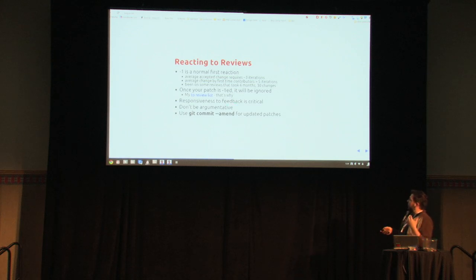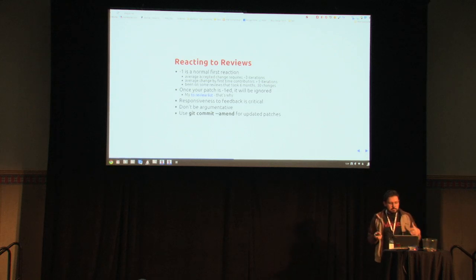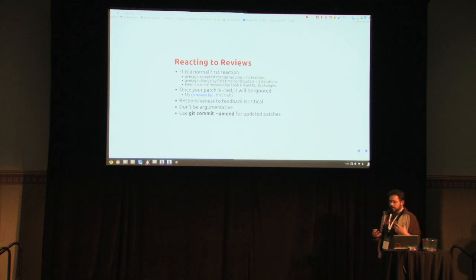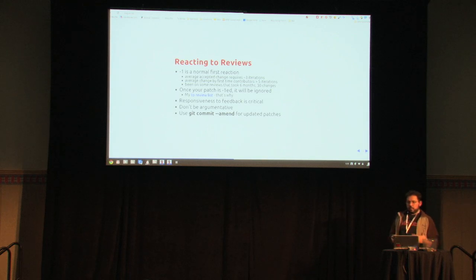If you've gotten a minus one, make sure to iterate on your code quickly, because otherwise it will be ignored. Like I said, I've got limited time. I'm trying to review as much code as possible, and those things fall to the bottom of my list. This is a link to a URL of the code that I'm supposed to review on a regular basis, and you will understand why I look for easy things to ignore, because there's a lot on it.